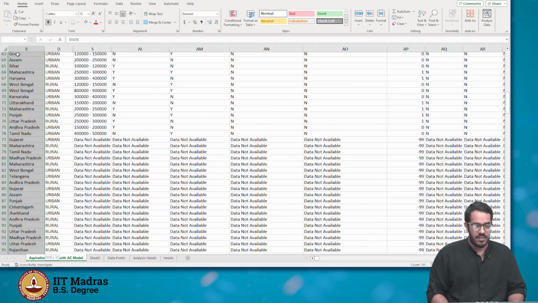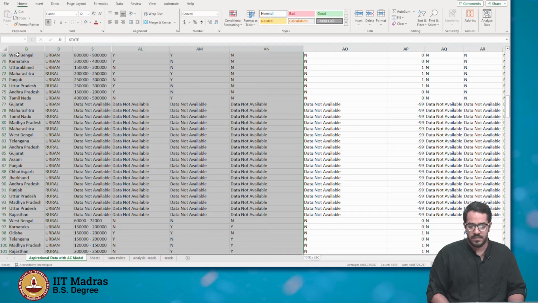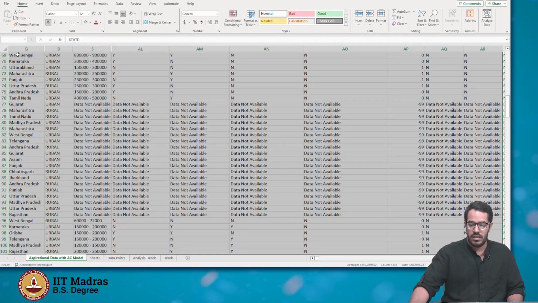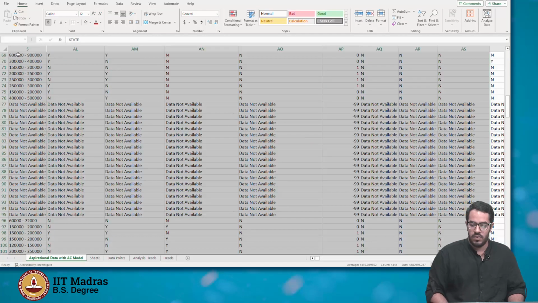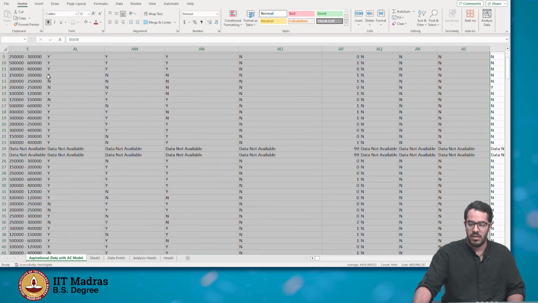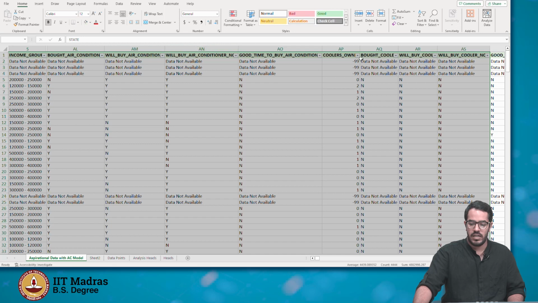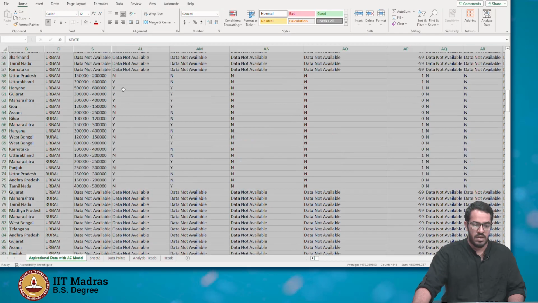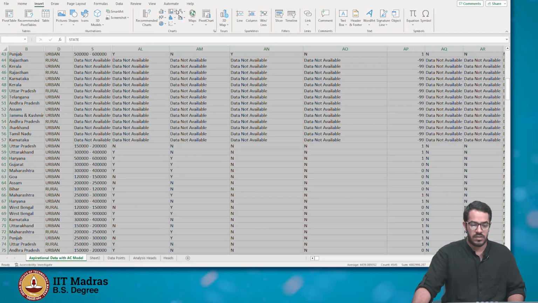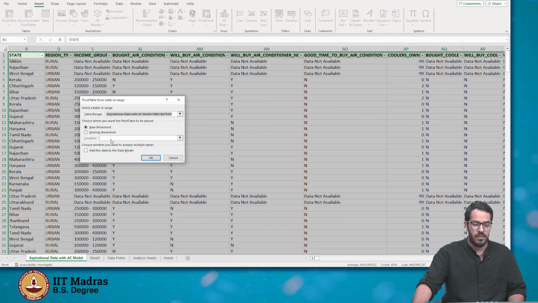So again, we will select all of this data till, let's say, cooler. We have cooler related data selected with us, and now what we will do is we will go to the insert section, and then we will do a pivot chart, or we can also do a pivot table. We can do either of them. Right now I will do a pivot table.